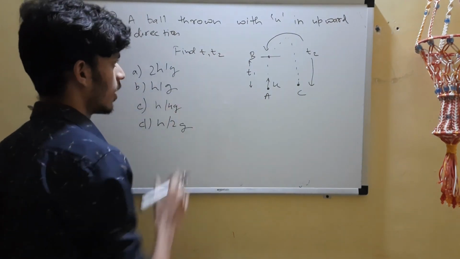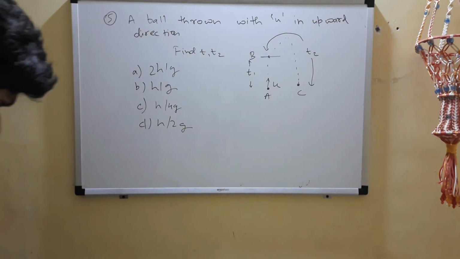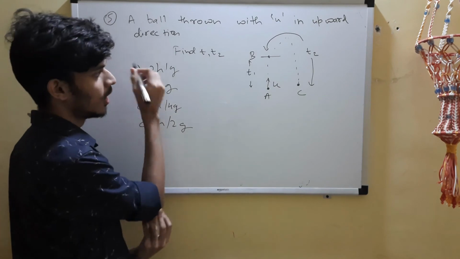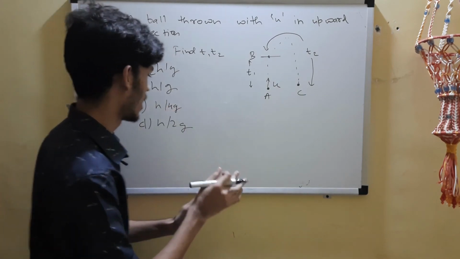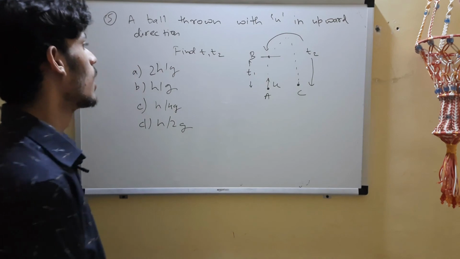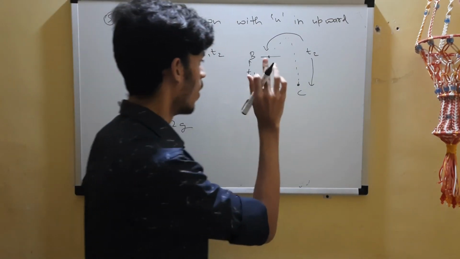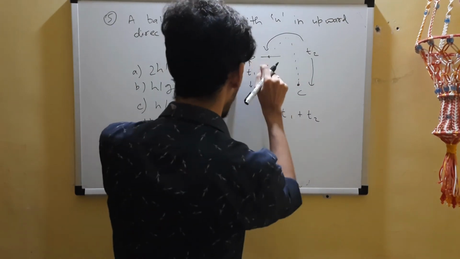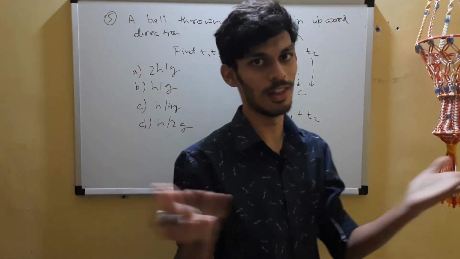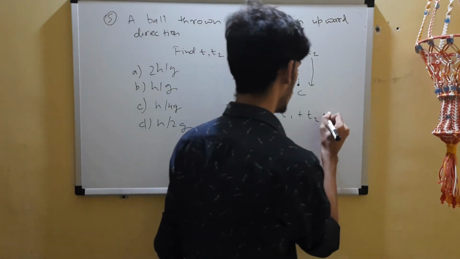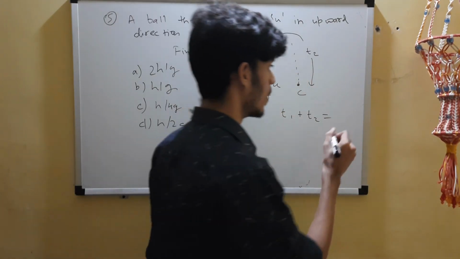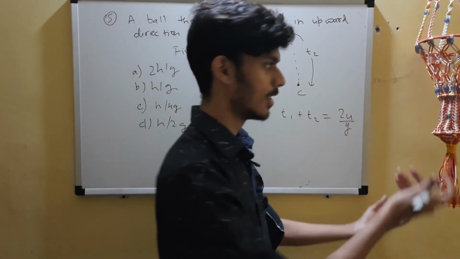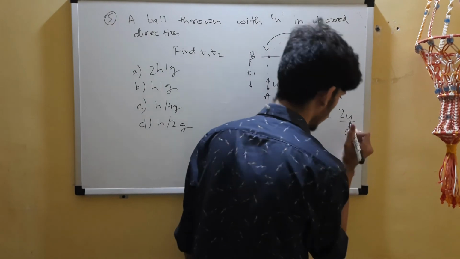You have to find the product t1 into t2. Okay, done. So option A, I guess, is the correct one. Let's check it. I'm not very sure. One thing, can you note that t1 plus t2, this time plus this time, is the total time of flight? What was the formula for time of flight? 2u by g, right? Time of ascent was u by g, time of descent u by g. So total time of flight 2u by g.